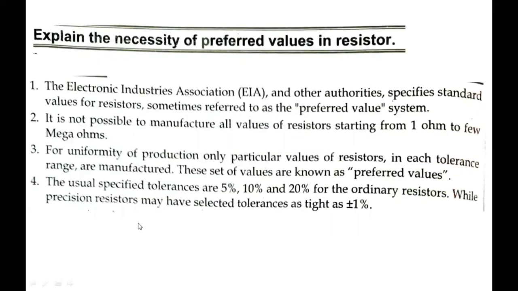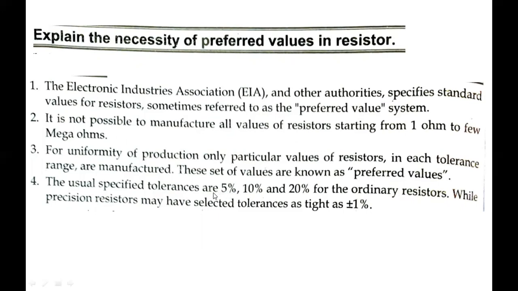Next, preferred values. What is preferred values? What is the necessity? The Electronic Industries Association and other authorities specify standard values for resistors, sometimes referred to as the preferred value system. It's not possible to manufacture all values of resistors starting from 1 ohm to 20 megaohms. For uniformity of production, only particular values of resistors in each tolerance range are manufactured. This set of values is known as preferred values.